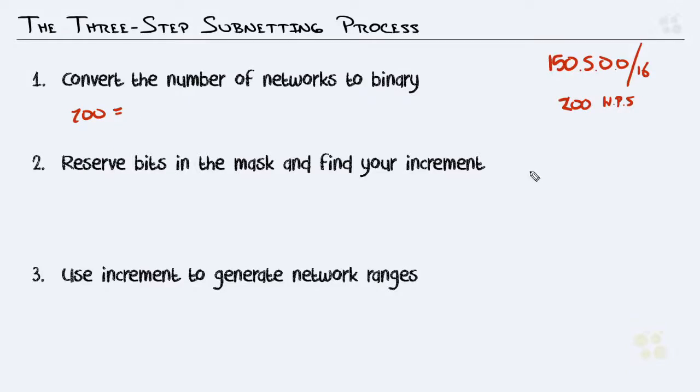I'm giggling at myself because I just thought of something, you'll see why I'm giggling. So 128, 64, 32, 16, 8, 4, 2, 1. Okay, so 200, our first one goes right there. It takes 8 bits to get the number 200.